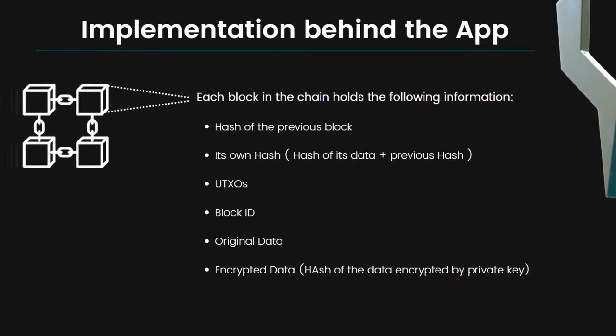So let's dive deeper into what the block is composed of. The block we have made is composed of the hash of the previous block, its own hash, UTXOs, block ID, original data, and encrypted data, which is the hash of the data encrypted by the private key. Now let's dive deeper into the logic behind our code.